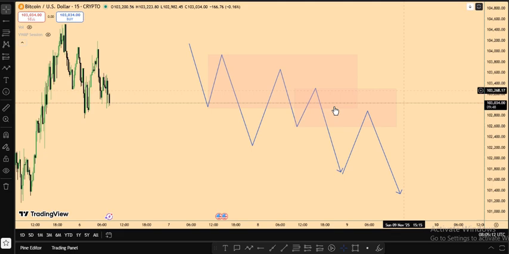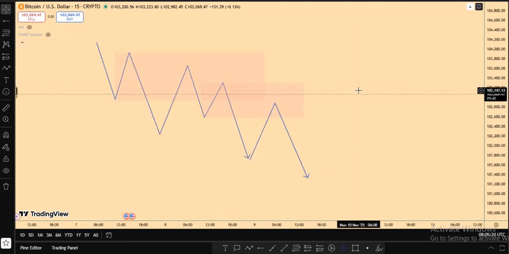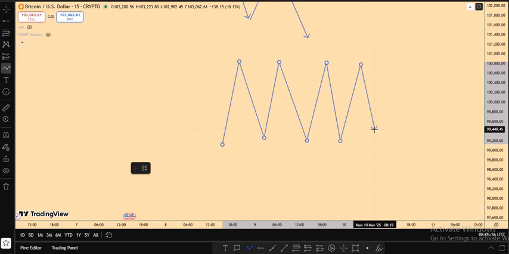A supply zone is different from a resistance zone. A resistance zone is more like this, whereby price retests an area continuously. They are similar, but they are not the same. When price retests a zone continuously, it becomes a resistance zone, and this low becomes a support zone.